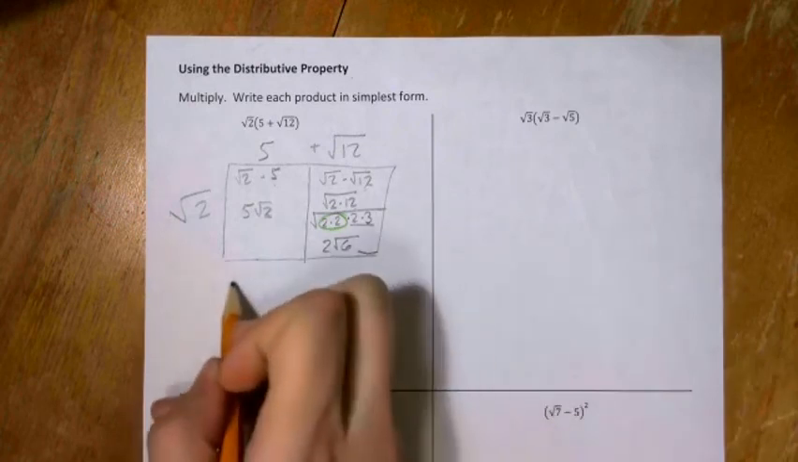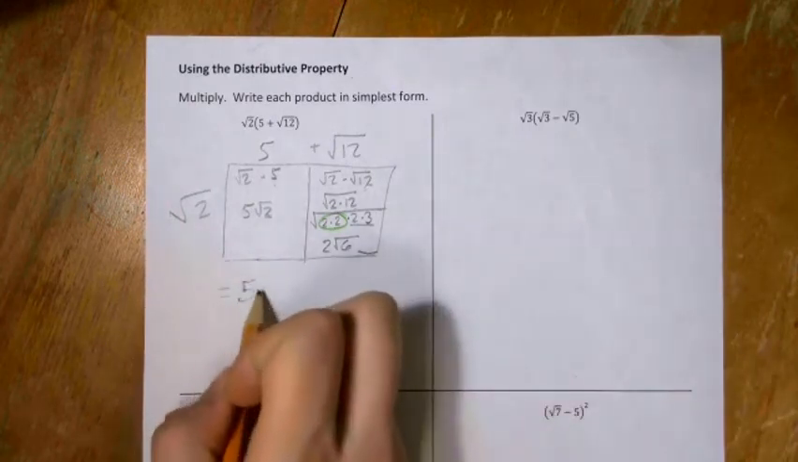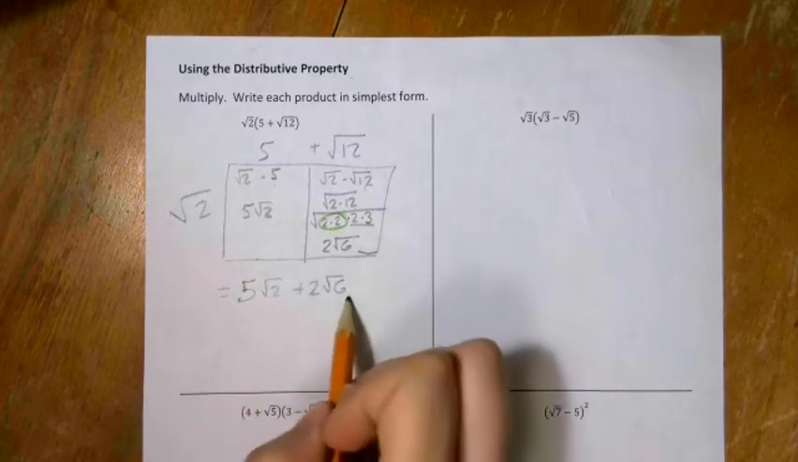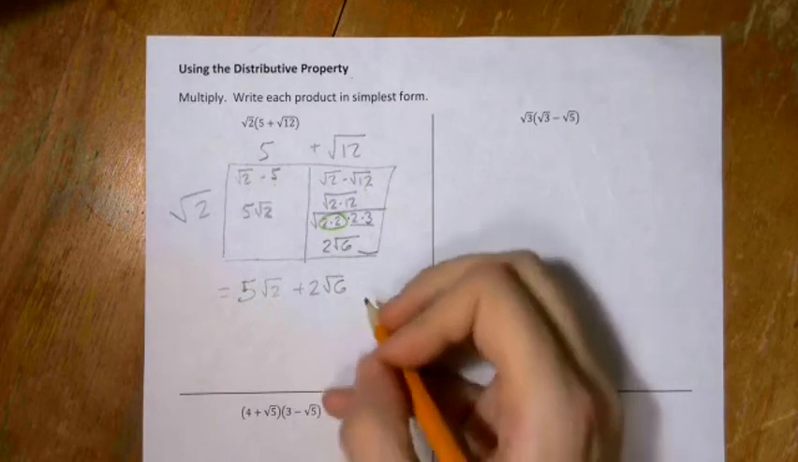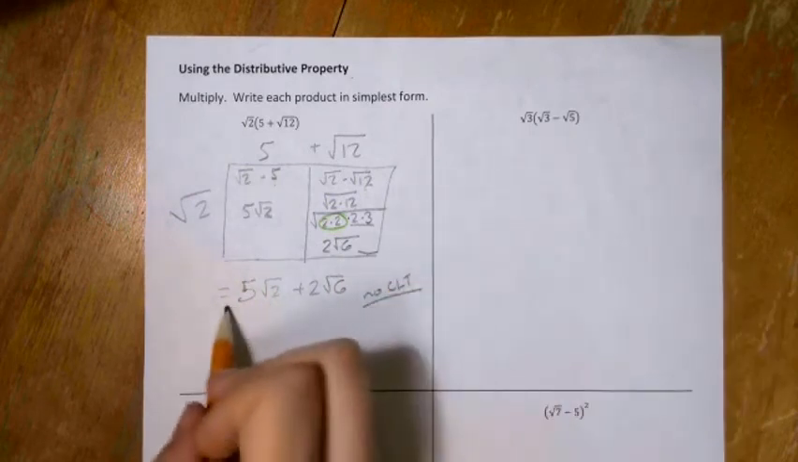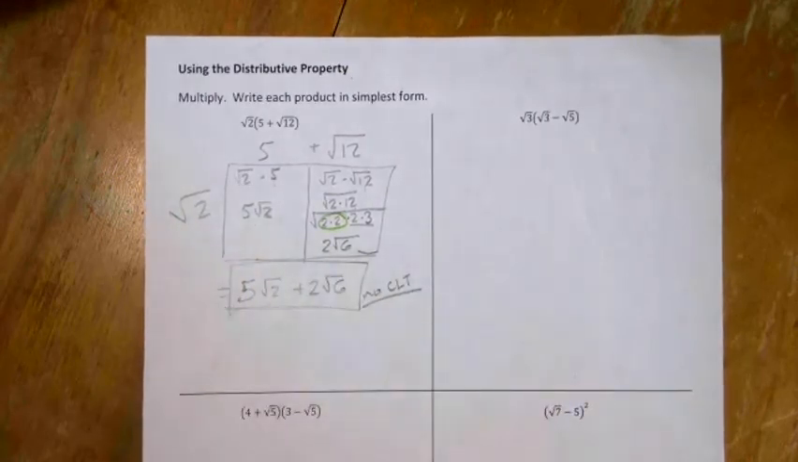That means I have 5 root 2 plus 2 root 6. Are root 2 and root 6 like terms? No. So there's no combining like terms. So this is as simplified as it gets.